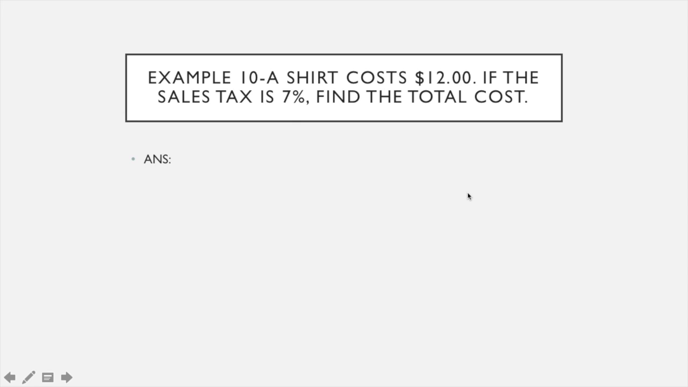Now the 10th example for today, a shirt can cost $12. If the sales tax is 7%, what's the total cost? So how much is it actually going to cost you? So $12, sales tax is 7%. All we have to do is take that $12, multiply it by 7% as a decimal, which is 0.07, just move it over twice. So $12 times that is going to give me the sales tax, plus my original $12 will tell me how much I have to pay. So 12 times 0.07.